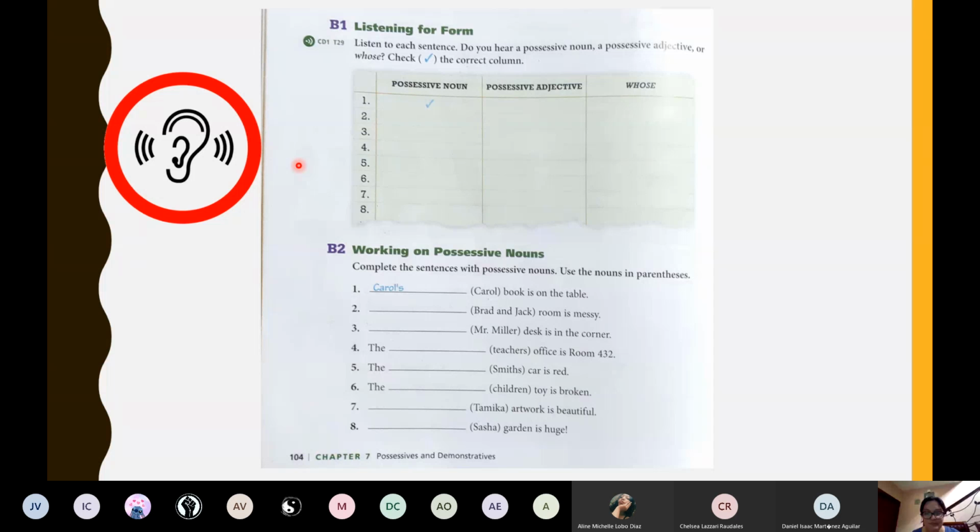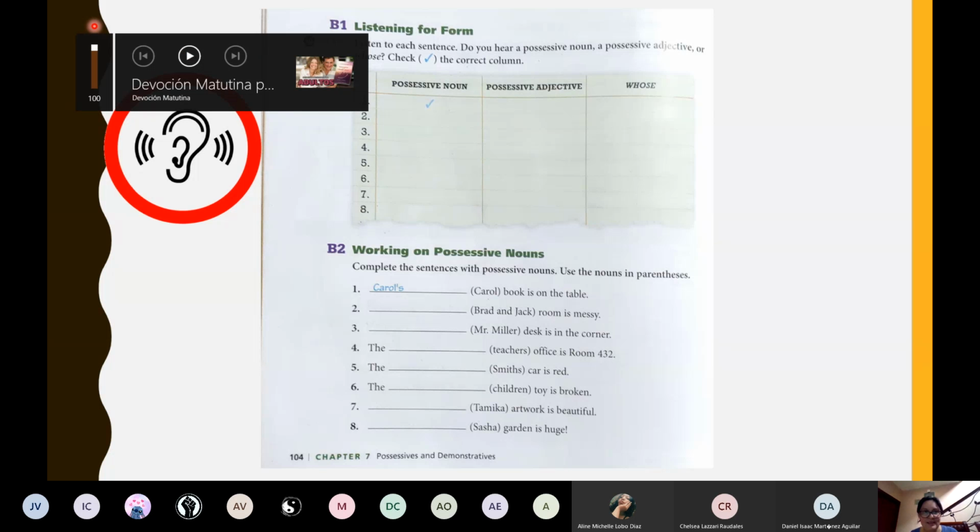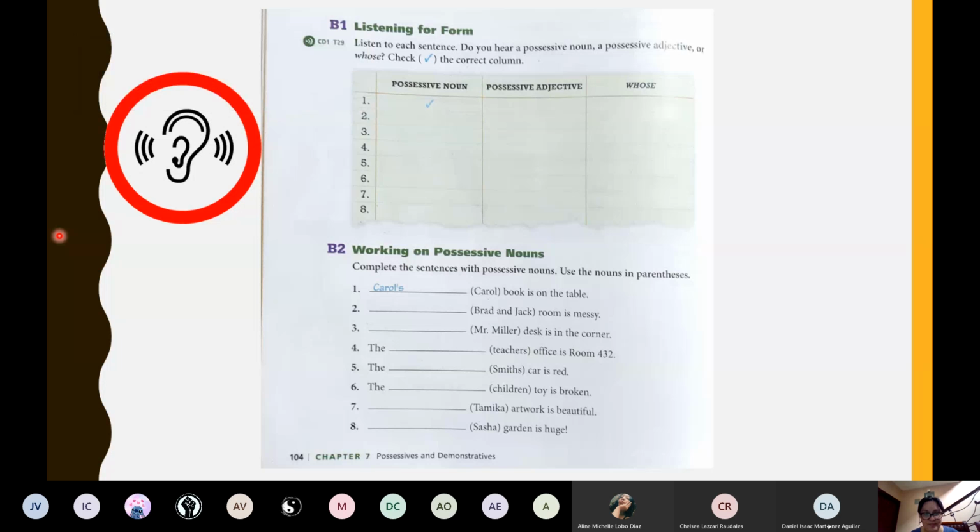Chapter 7, page 104. Exercise B1, listening for form. Listen to each sentence. Do you hear a possessive noun? A possessive adjective, or whose? Check the correct column.